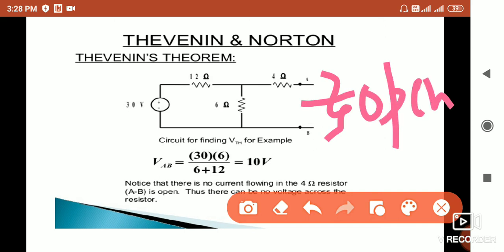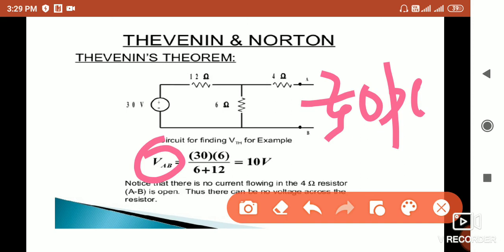So calculate. When we open the terminal A and B, the current is equal to 0, no current, because this is the open, this is the infinite resistance. So the whole current will go in this loop. So the voltage VOC, or we can say the open voltage, or the VAB, is equal to the voltage drop across the 6 ohm resistance.